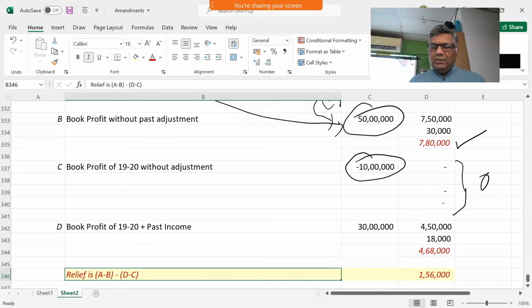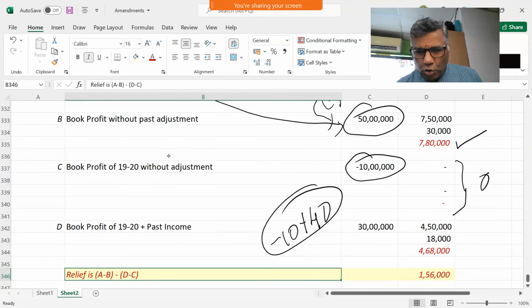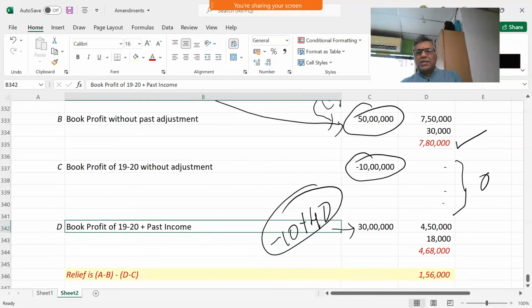Then on the 30 lakhs, how I got 30 lakhs: minus 10 plus 40. So I am getting 30 lakhs on that 15%. So my relief comes to 1,56,000. My relief comes to 1,56,000. Okay.